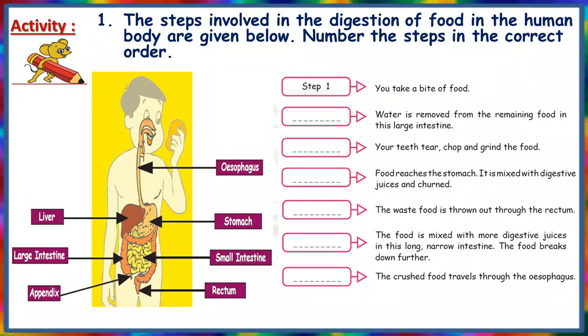Children, can you guess what would be step number 2 and 3? Yes, you are right. Step number 2: your teeth tear, chop and grind the food. 3: yes, the crushed food travels through the esophagus. Can you guess what would be step number 4, children? Yes, food reaches the stomach. It is mixed with the digestive juices and churned. The remaining part of this activity, you will solve on your own.